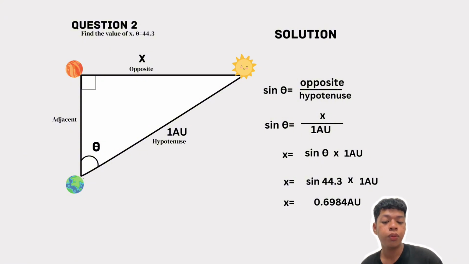After that, we move the 1 astronomical unit to the other side and it becomes times. So now x is equal to sin theta times 1 astronomical unit. As the question provides, theta is equal to 44.3, so we substitute 44.3 into theta. Now x is equal to sin 44.3 times 1 astronomical unit. Using a calculator, we get x is equal to 0.6984 astronomical units.